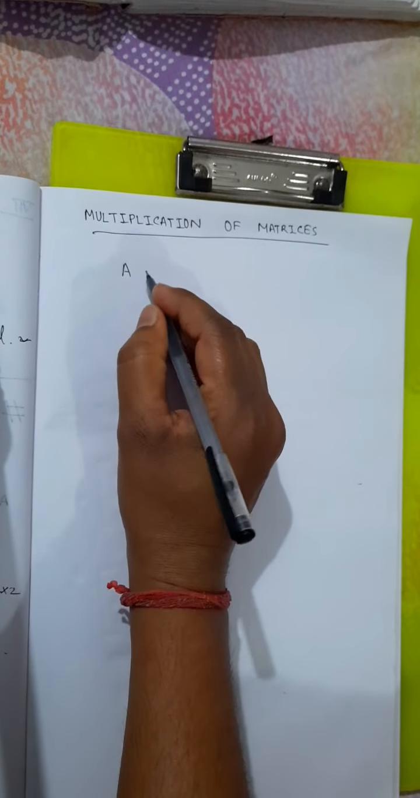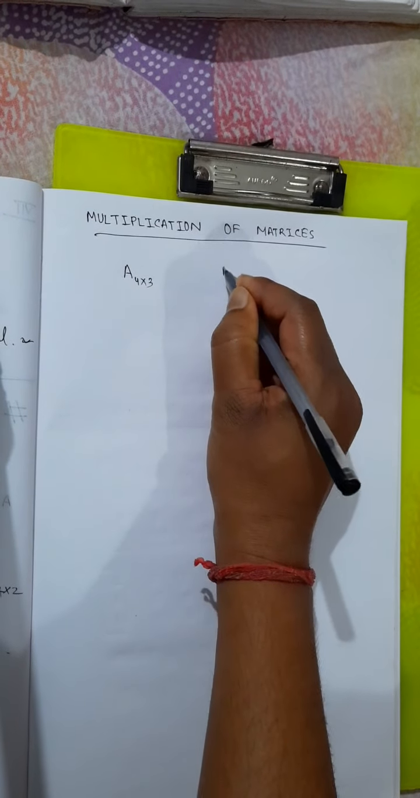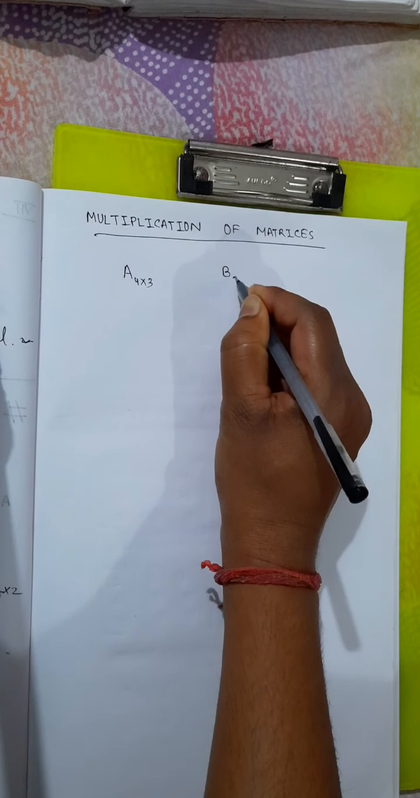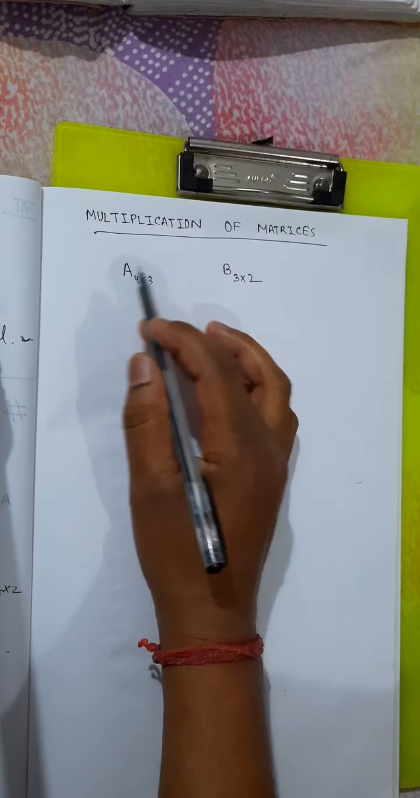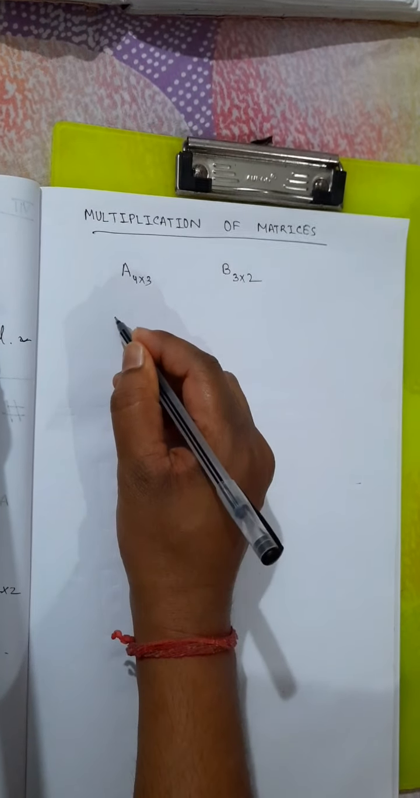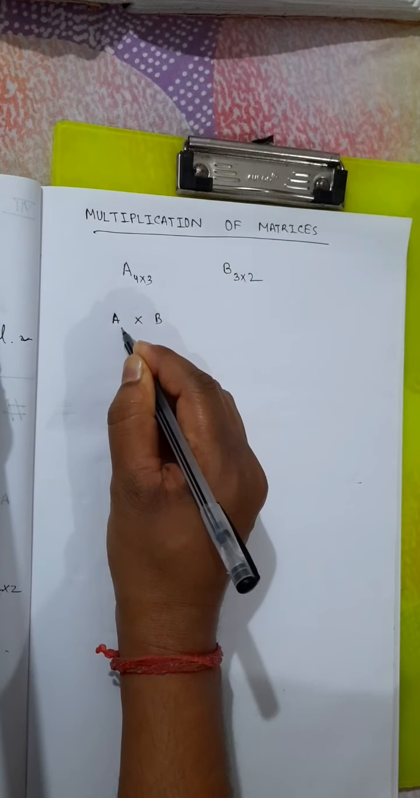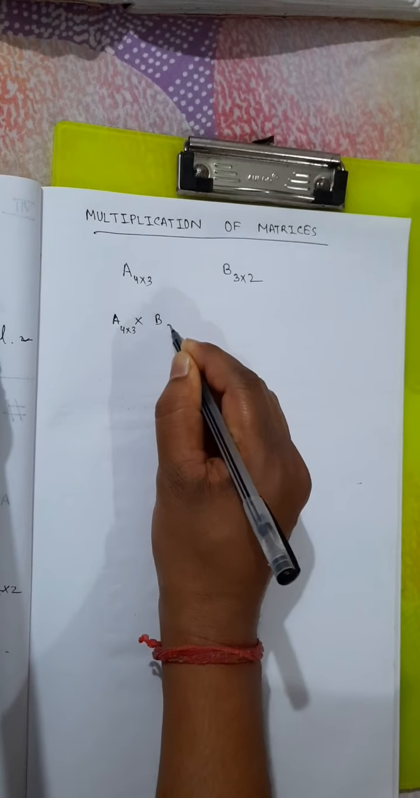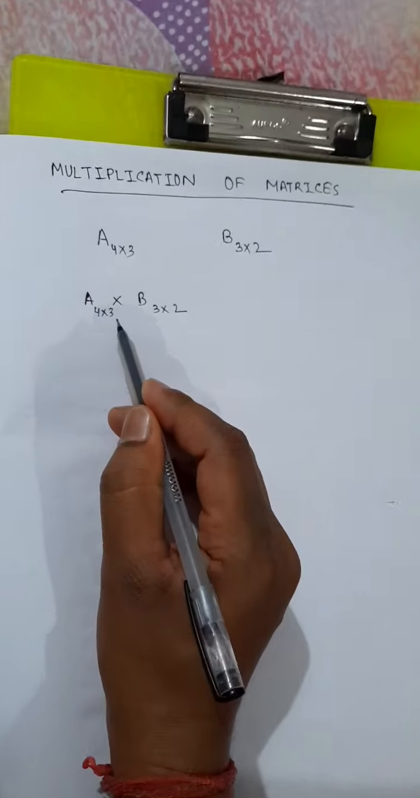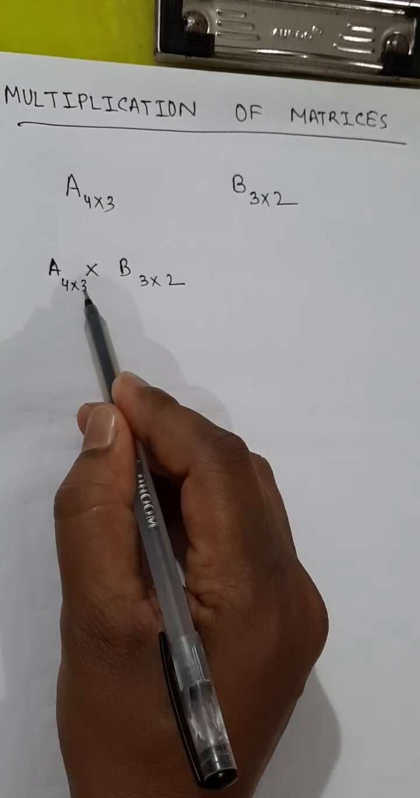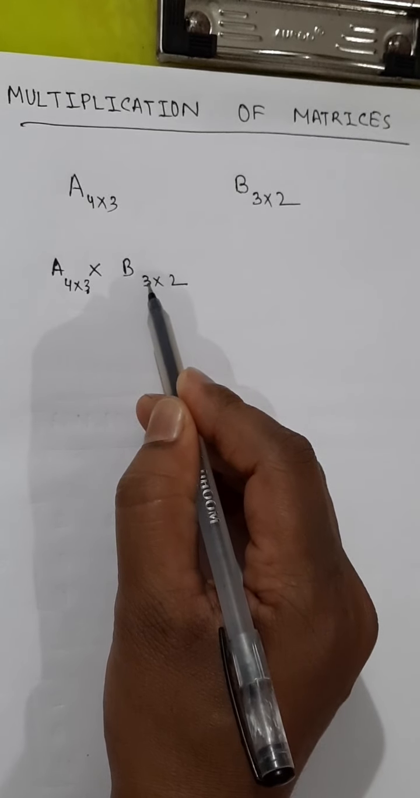Suppose there is a matrix A whose order is 4 by 3 and there is a matrix B whose order is 3 by 2. So the question is, can these two matrices be multiplied? In order to multiply these two matrices, I have to see their order. This is 4 by 3 and this is 3 by 2. So what's the condition? The condition is that the number of columns of the first matrix should be equal to the number of rows of the second matrix.